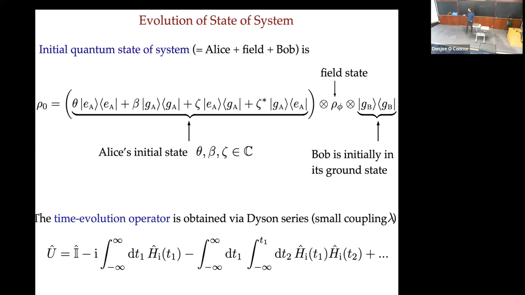And for the initial quantum state of the system, Alice, Bob, and the field, we have this combination for Alice's initial state. Bob is in the ground state. You've got some coefficients, theta, beta, zeta, and so on here, and the field is in some state. Doesn't really matter. We've got the time evolution operator, and we use a Dyson series, so we expand for small coupling parameter lambda.